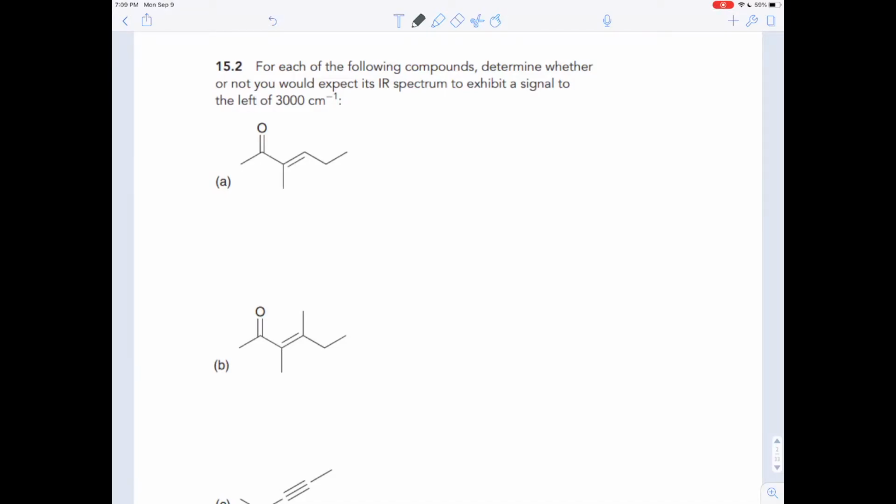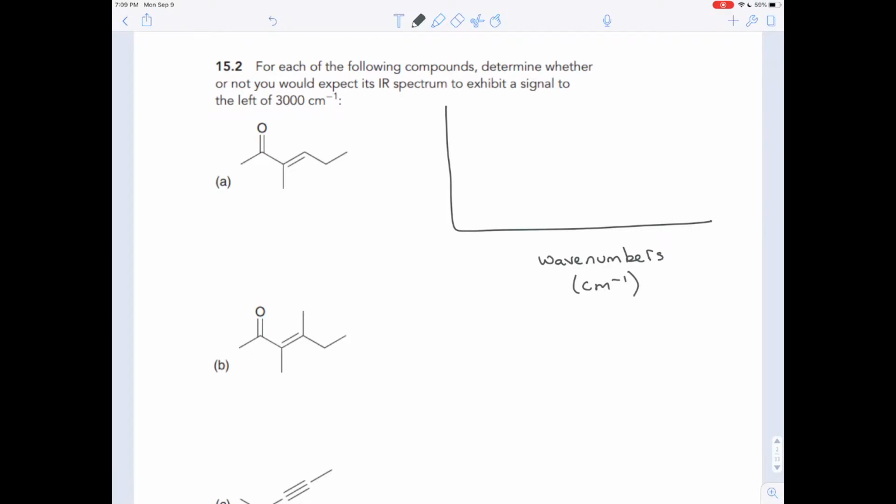Exercise 15.2 says for each of the following compounds, determine whether or not you would expect its IR spectrum to exhibit some signal to the left of 3,000 wave numbers. So, in an IR spectrum, you've got the wave numbers on the x-axis, and that's per centimeter.